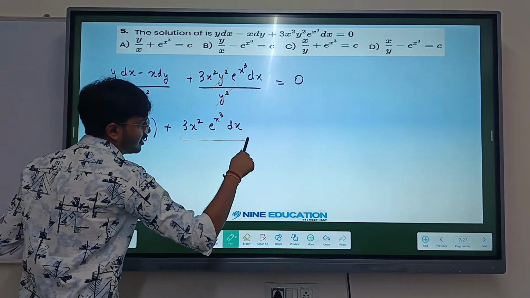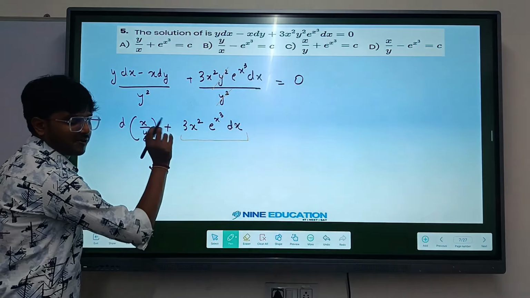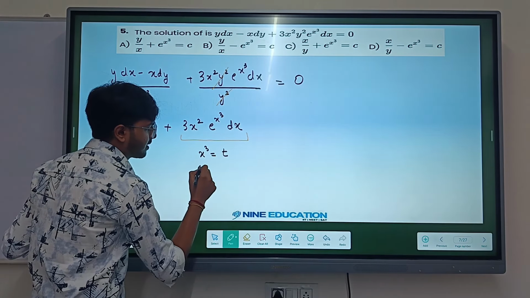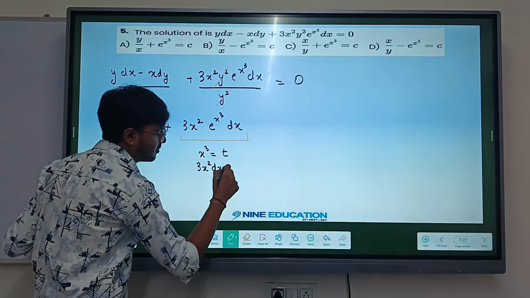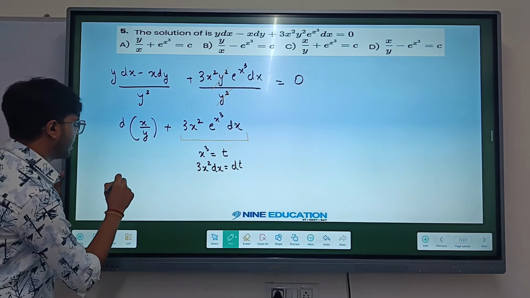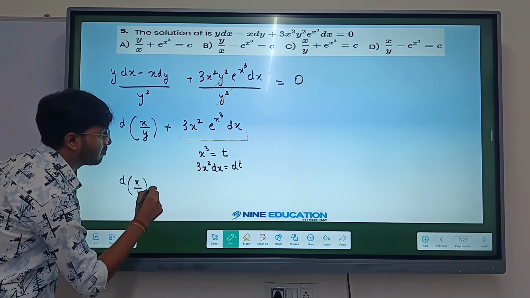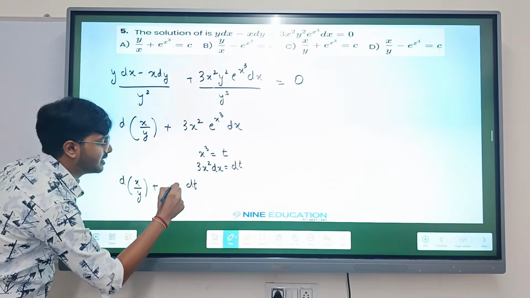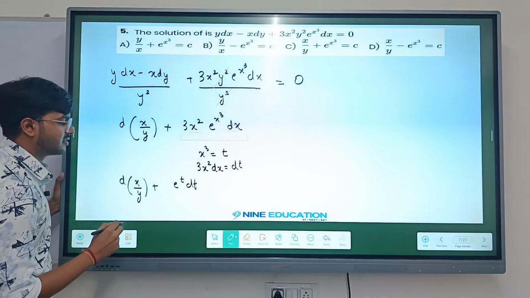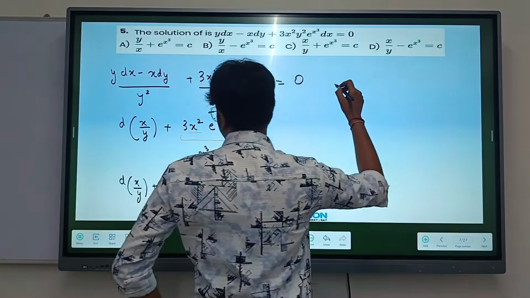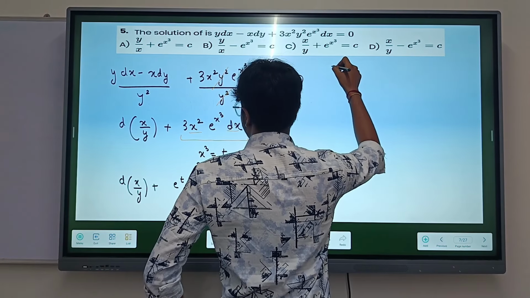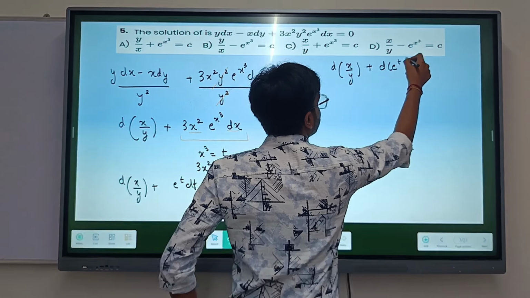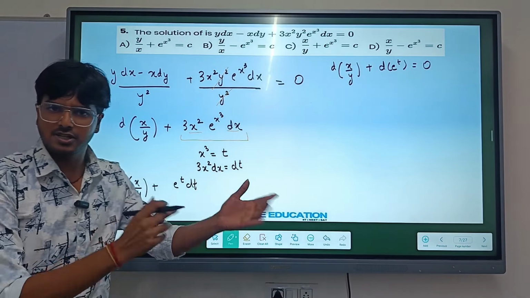Now if I want to simplify just this part, if I want to write it in exact differential equation form, I can take x cube as t. So 3x square dx would be dt. So what will I have? Differentiation of x by y plus, 3x square dx is dt, x cube is t, so e power t dt. What is e power t the differentiation of? Again, e power t only. So I can write plus differentiation of e power t equal to 0.